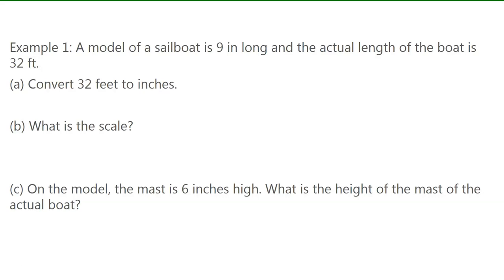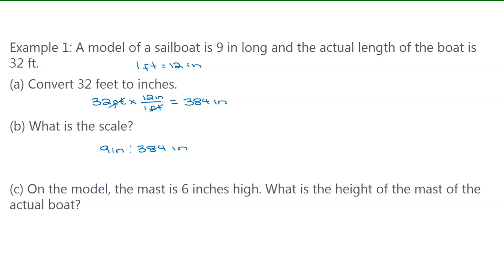Now, in Unit 1, we learned about conversions and the fact that 1 foot is equal to 12 inches. So we'll use that to help us convert 32 feet to inches. So now multiply by 12 inches over 1 foot so that the units can cancel. Now I need to multiply 32 by 12, which gives me 384 inches. So now for the scale, I'll start by writing the length on the model first, which is 9 inches. And then I'll write the actual length of the boat, which is 384 inches.